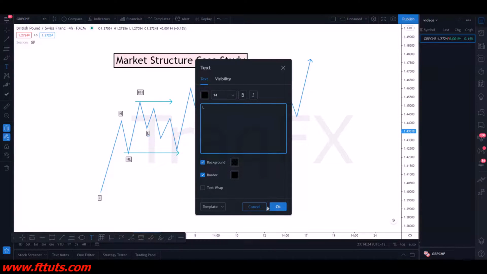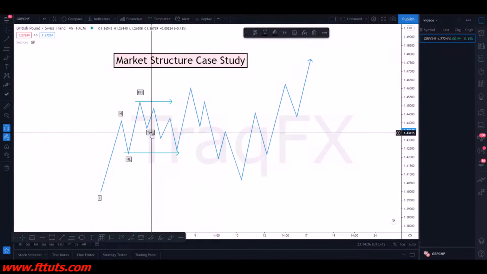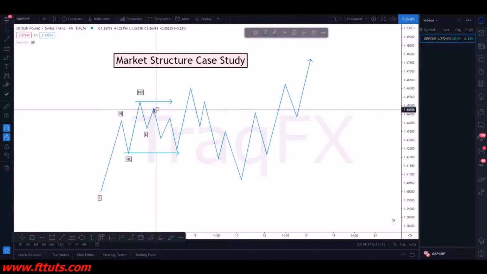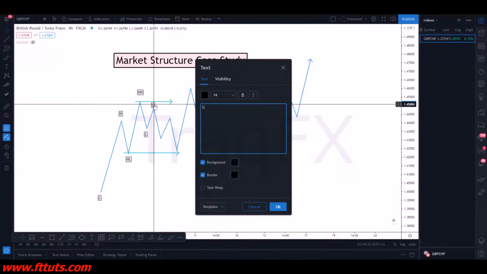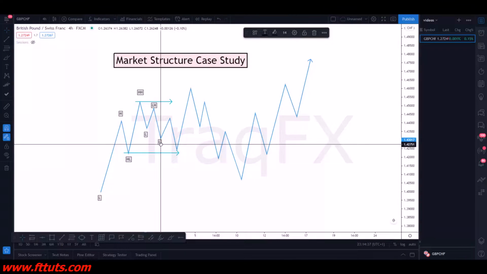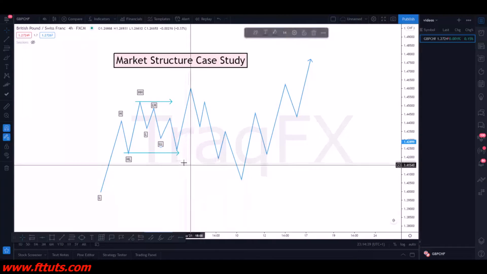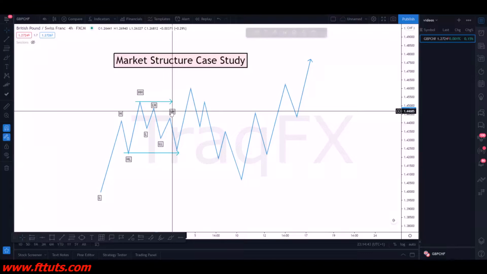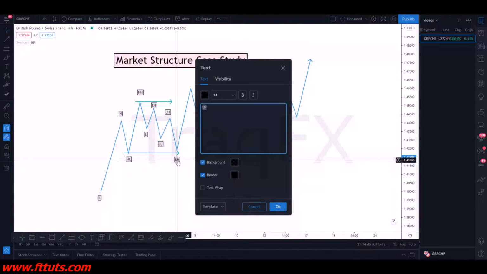Make that capital, boom, a new low. Then let's mark up our next lower high. After that lower high, we're followed by once again another lower low, and then another lower high. Now we're followed by another lower low right here.